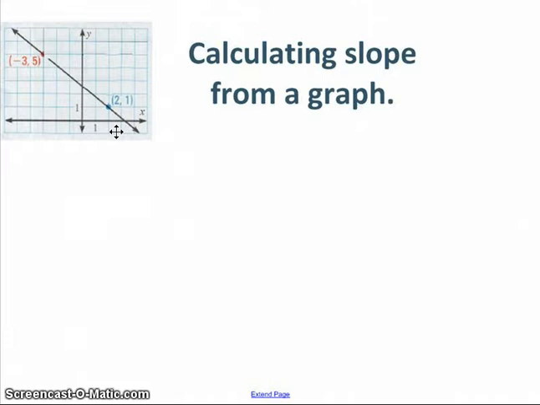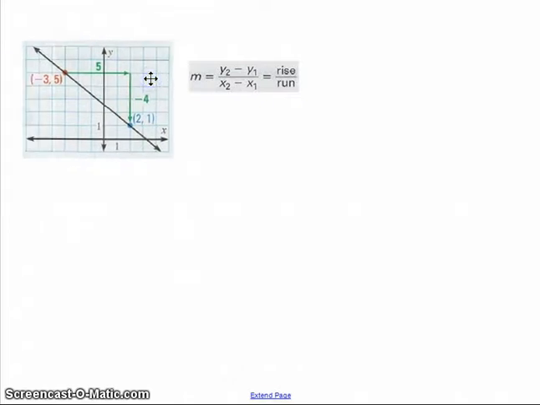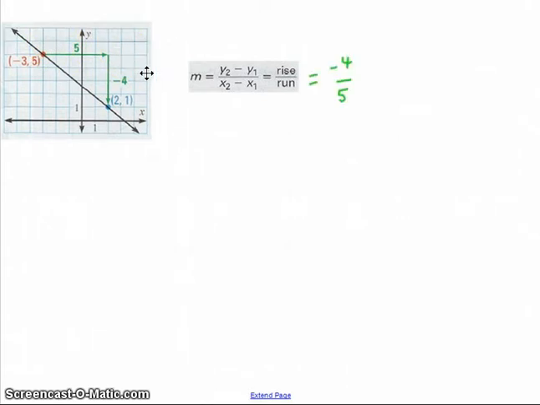First, if you have the graph itself. Well, remember, it's rise over run. It's the change in y over the change in x. So, how much did y change? Well, it went down 4. How much did x change? You went over a positive 5. So it's negative 4 over positive 5, and that's your slope.